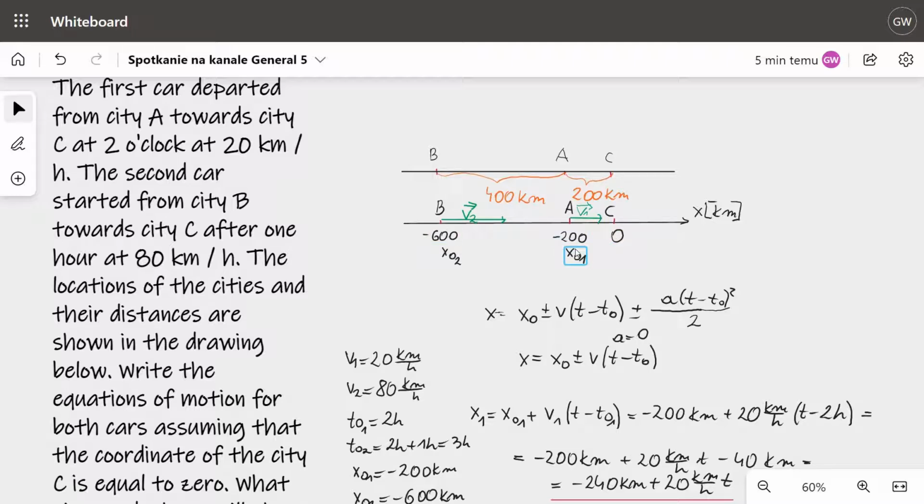Coordinate of city A is equal to the initial coordinate of position of the first car, x01. And coordinate of city B is equal to the initial coordinate of position of the second car, x02.